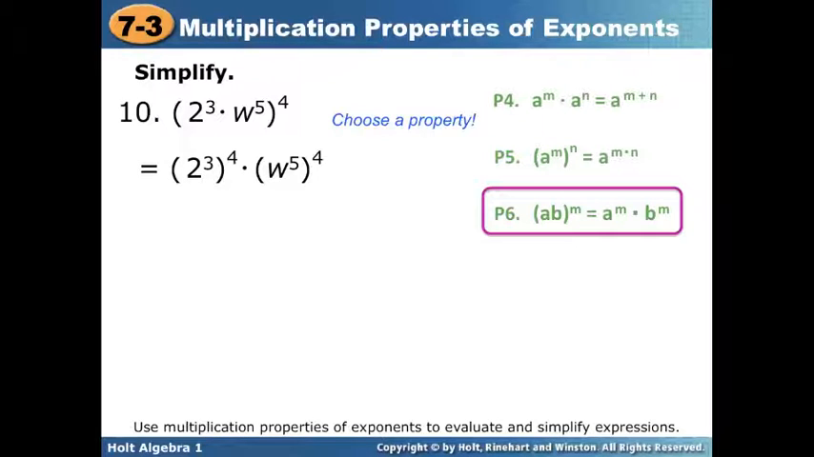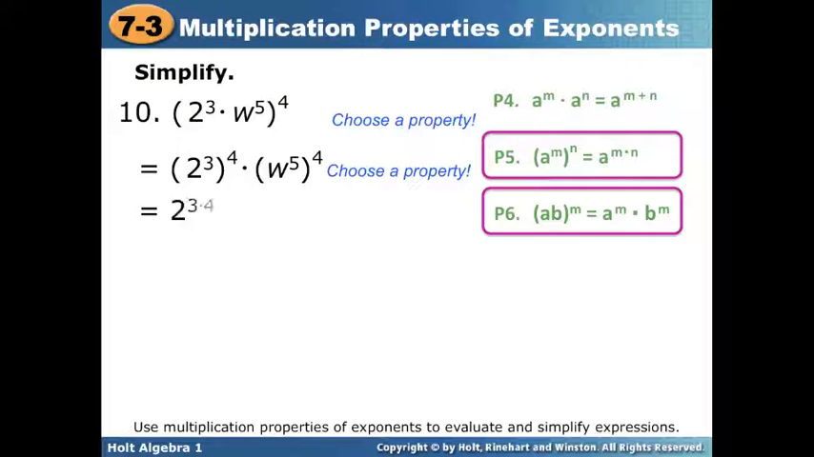Now we have a power to a power, so we will multiply. So 3 times 4 and 5 times 4. 3 times 4 gives us 12, and 5 times 4 gives us 20. So we have 2 to the 12th, w to the 20th. 2 to the 12th is 4,096. You will need to simplify this because it's 4 digits or fewer.